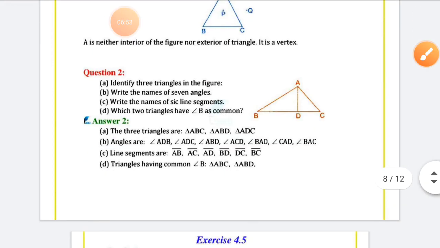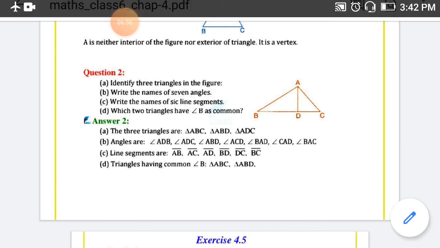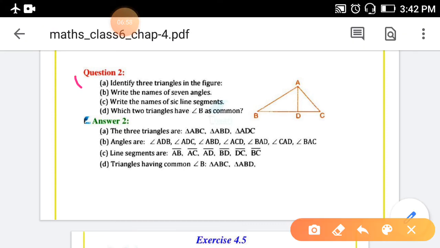Second one, identify 3 triangles in the figure. First one, you have to identify 3 triangles: ABC, first one, then ABD, this is the second one, and third one ADC.